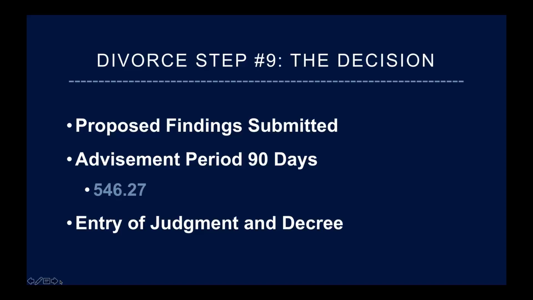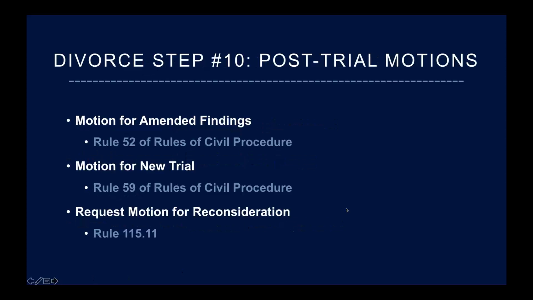The court will ask the parties to submit proposed findings. Once that is done, the matter goes under advisement for 90 days. The court issues a decision, and then there's, of course, entry of the judgment and decree with the court administrator. Then post-trial motions. There are three post-trial motions that we encounter most often.